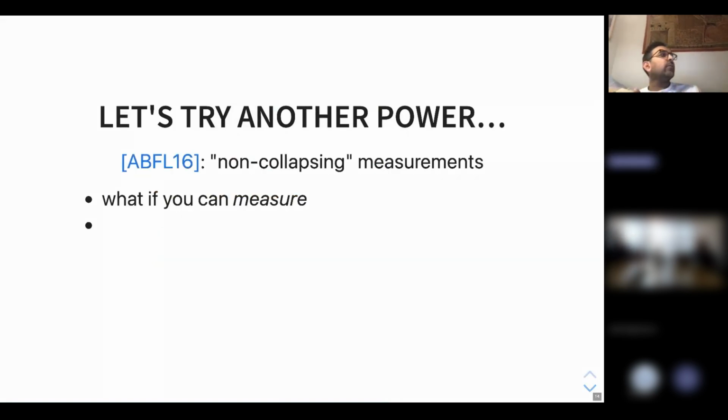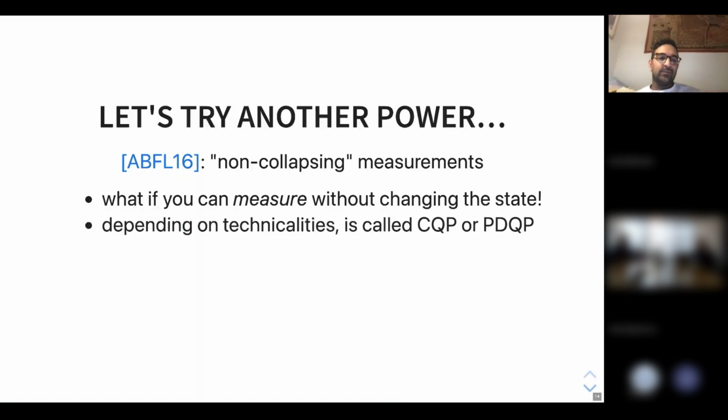Okay, so let's try another power. And this motivates the work that was in Quantum Journal. There was another power that got invented, about non-collapsing measurements. So the question is, what if you can measure without changing the state? As in, I have some psi, I do a measurement, I get an outcome, but for some reason, I can just rewind psi back to where it was. Again, it's a kind of crazy idea. There's no reason it should happen physically. But you can still write a complexity class about it. You can write a complexity class about anything.